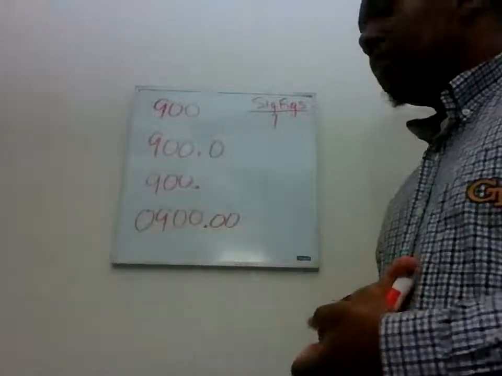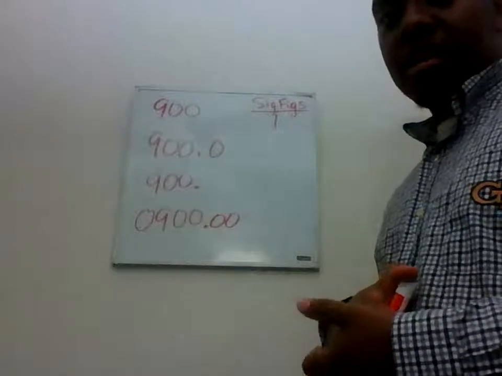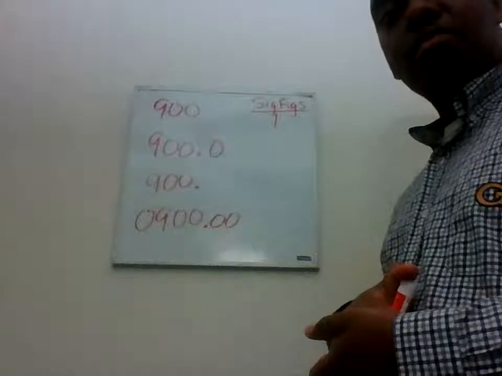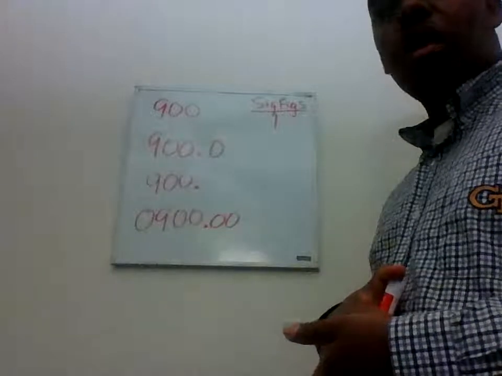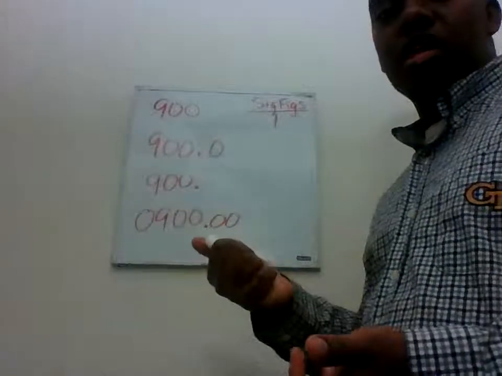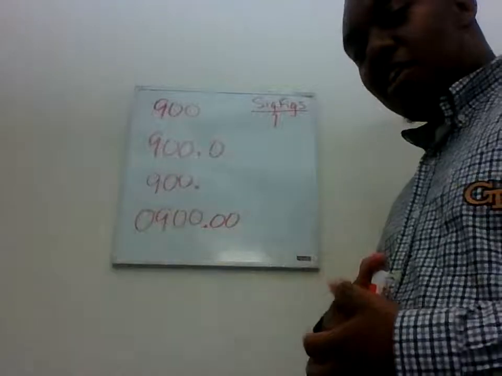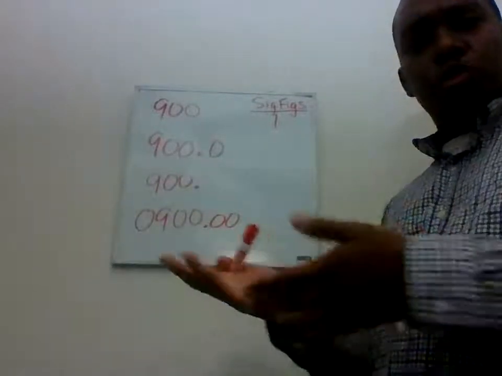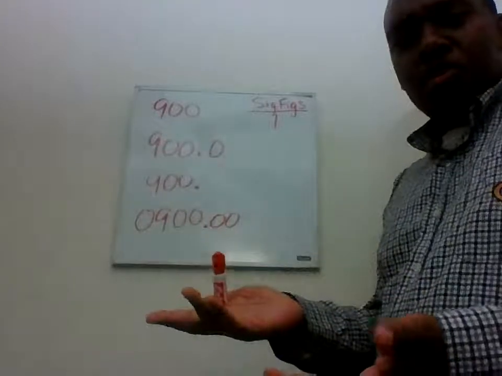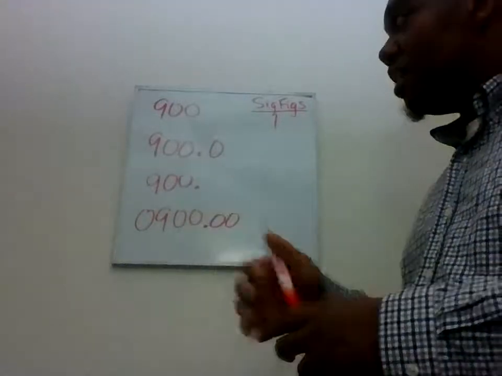Let's go to the next one. 900 again. This time written 900.0. How many significant figures are there? Oh, well, there's one, right? Because this was last time. No, this one has 4. Well, what? There's 4 digits written down. How did that happen? You said the last time that it didn't matter.